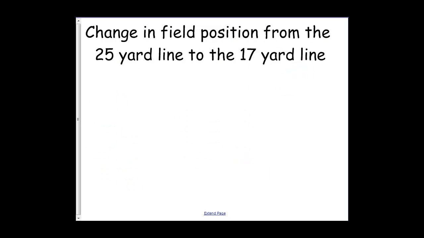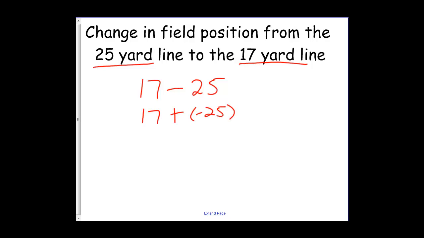Last example, finding the change in field position from the 25-yard line to the 17-yard line. Second number minus the first. This is where they are now. This is where they were. Second number, 17, minus the first number, 25. To subtract any number, add the opposite, and you should notice that they are battling. The negatives will win by 8. We're talking about yards there. And again, this makes sense that it's a negative because they lost yards. And when I lose something, that's a negative.